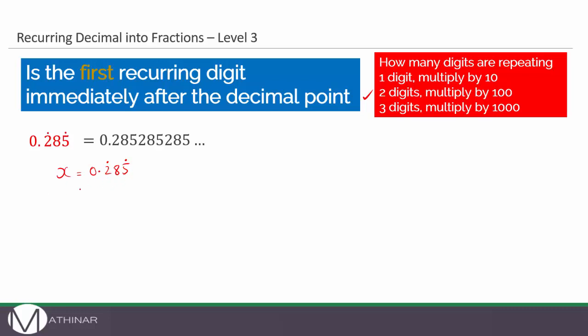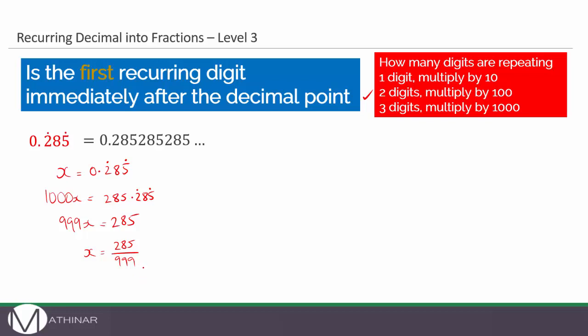So what we'll do is multiply both sides of this by 1000. So x times 1000 gives you 1000x, and that multiplied by 1000 gives you 285.285 recurring. Next we subtract, so 1000x take away 1x leaves you with 999x, and 285.285 recurring take away 0.285 recurring, and the decimal points cancel each other out, leaving you with just 285. Finally, to get your answer, we divide both sides by 999, which gives us 285 over 999.